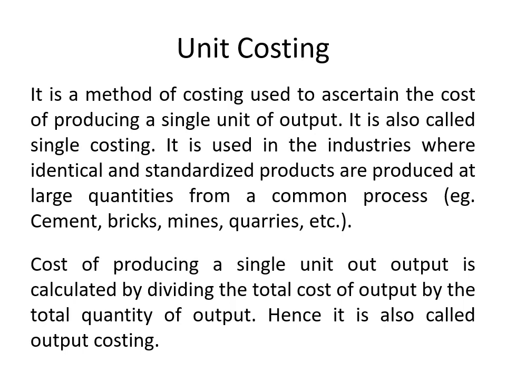Cost of producing a single unit of output is calculated by dividing the total cost of output by the total quantity of output. Hence, it is also called output costing.